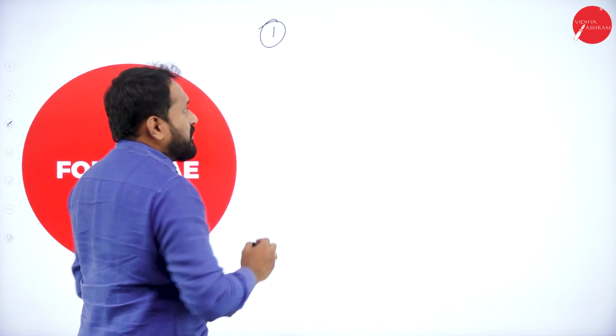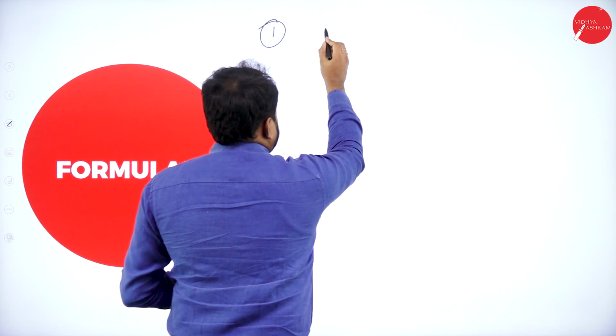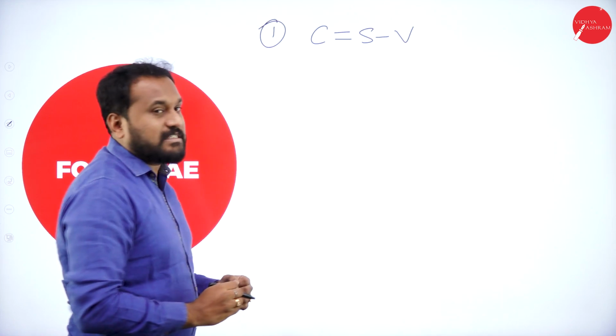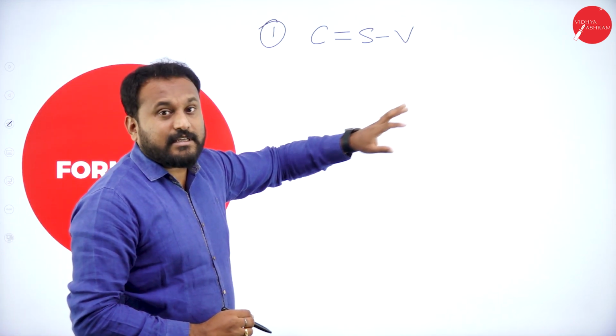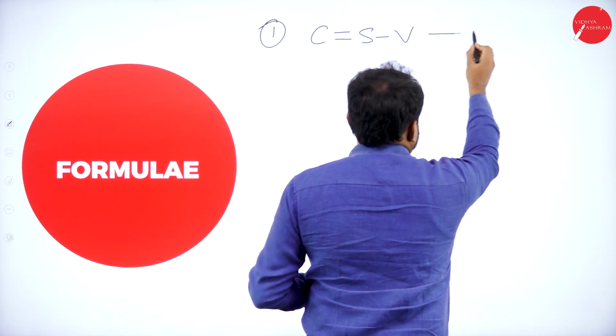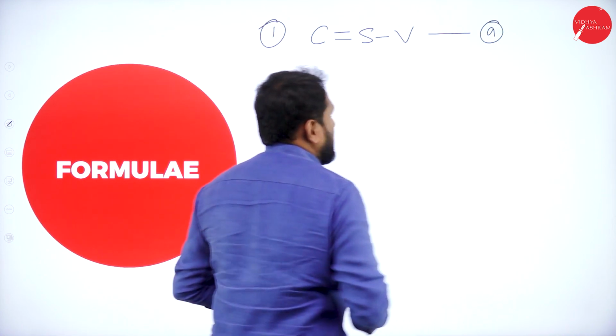Now the first one is always contribution is equal to sales minus variable cost. Please understand what is contribution. It is the excess of sales over marginal cost. So C is equal to S minus V. We denote this as A.